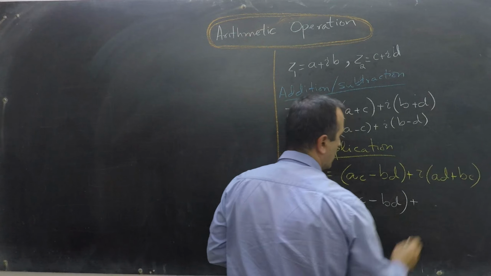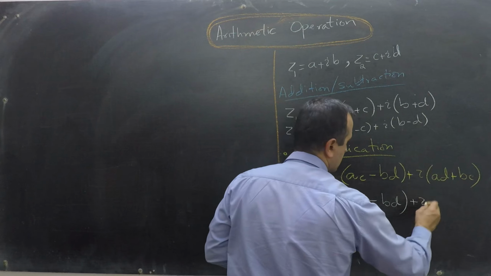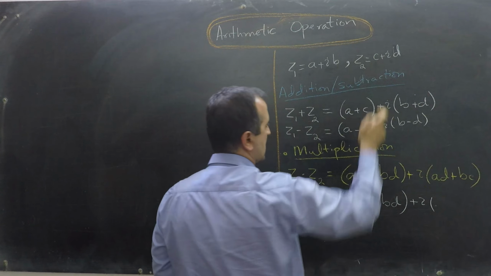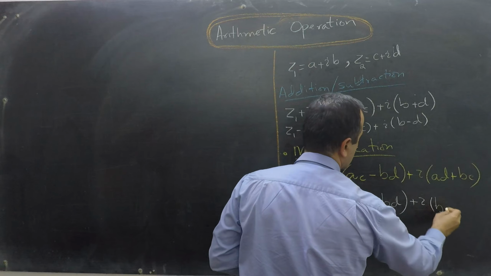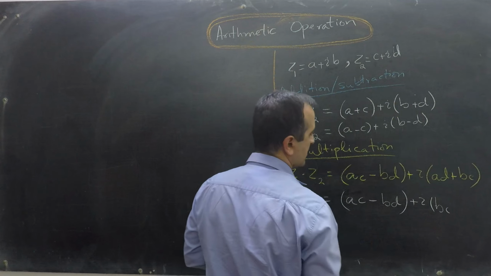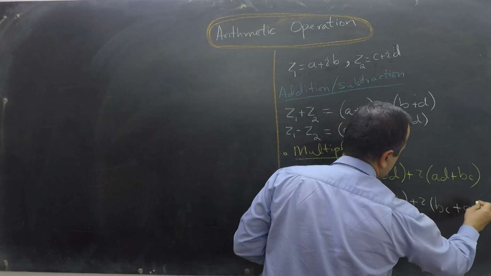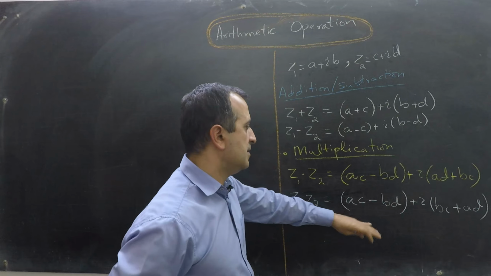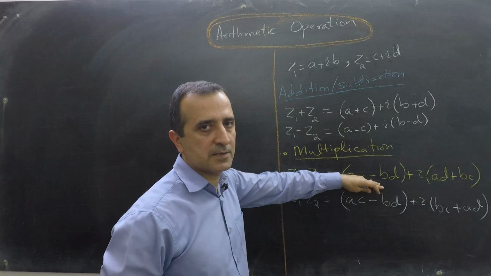Now I will write all of my imaginary terms. I multiply iota b with c, so I will have bc, and I multiply a with iota d, so I will have ad. And thus we have verified that this result was indeed correct.